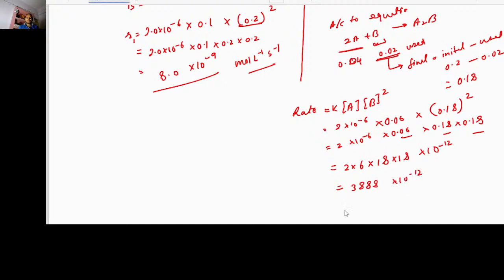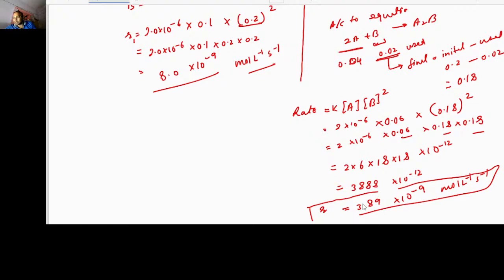So put the decimal here: 3.89 into 10 power, three digits of decimal, so this will become minus 9. The unit is mole per liter per second. This is what the correct answer will be, student. I hope this will be helpful to you to understand, student. So the answer is absolutely correct.